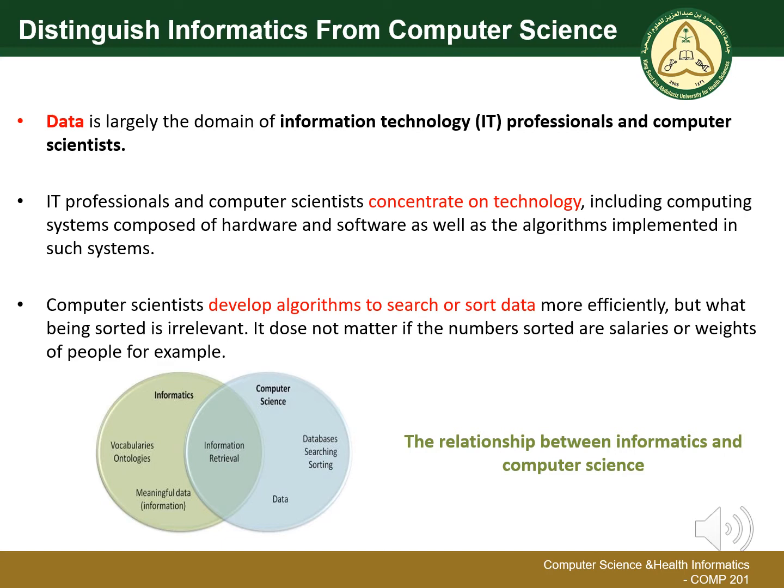What does that mean? It means that it doesn't matter if the numbers that we are sorting are salaries or weights of people. For example, إذا أنا جالسة أسوي sorting the string, it doesn't matter إذا كان الstring هذا عبارة عن names أو كان عبارة عن email addresses. So the relationship between informatics and computer science, as you see in this picture: computer science involves data, involves databases, searching or sorting اللي هي الalgorithm. أما بالنسبة للinformatics, it involves knowledge, it involves meaningful data اللي هي information.